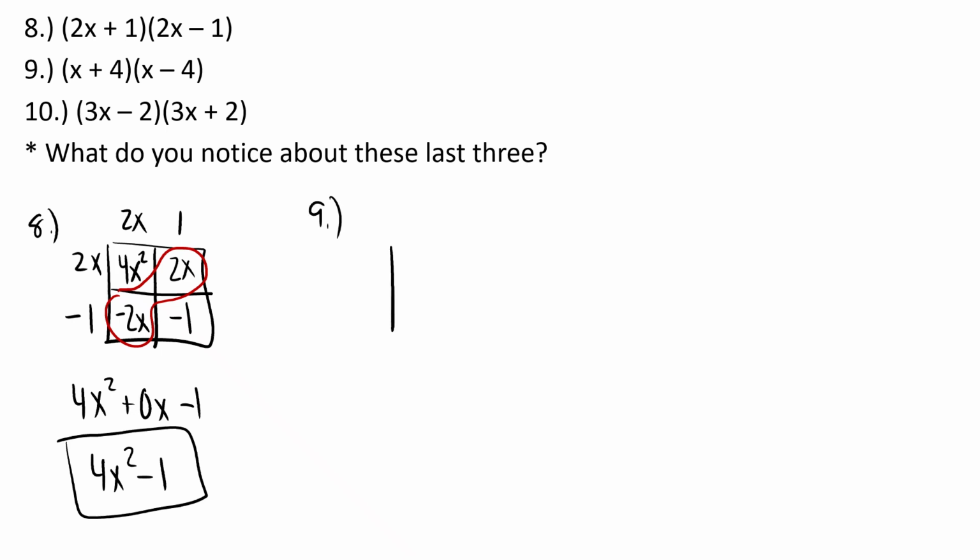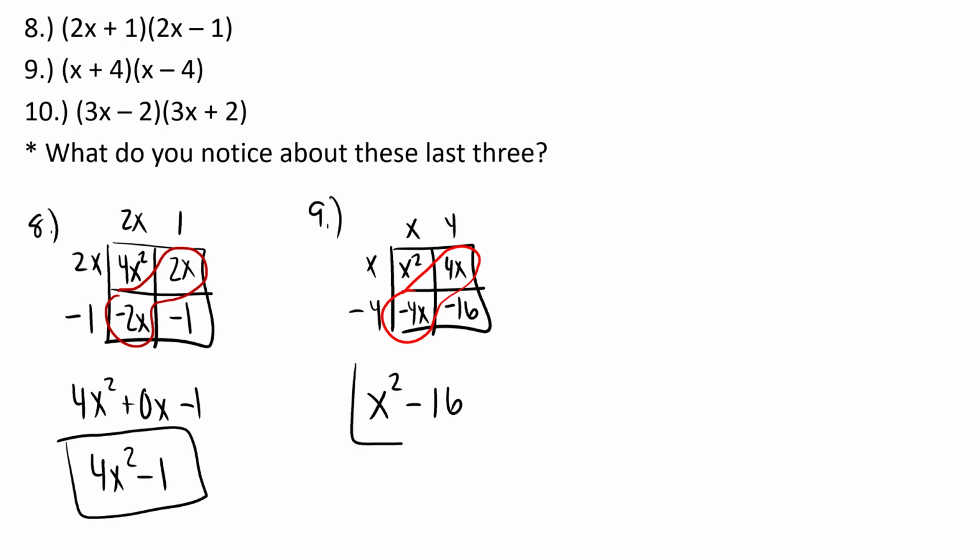Let's take a look at the next one. So we have x plus 4 and x minus 4. So x times x is x squared. x times 4 is 4x, x times negative 4 is negative 4x, and negative 4 times positive 4 is negative 16. And we see this happening again. We have negative 4x plus 4x, which is going to cancel out, and all I'll be left with is the x squared minus 16.